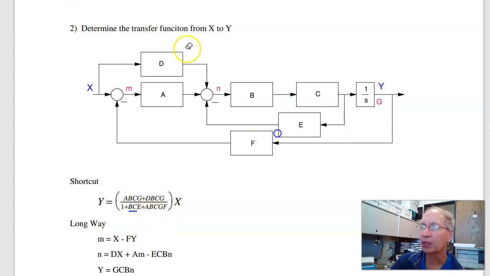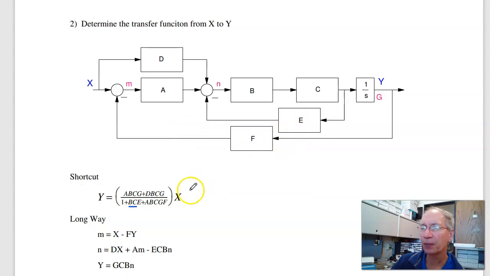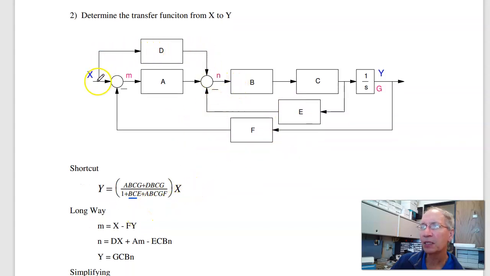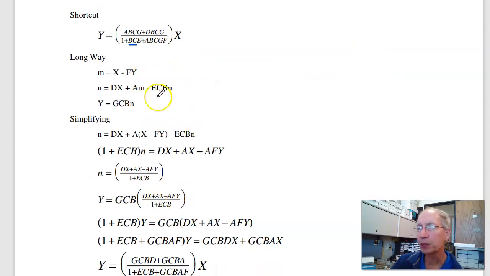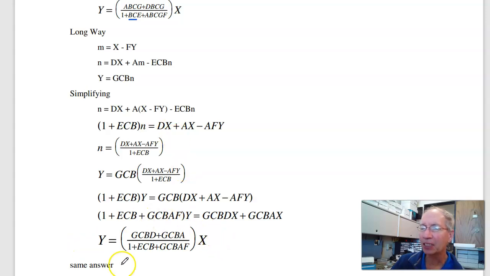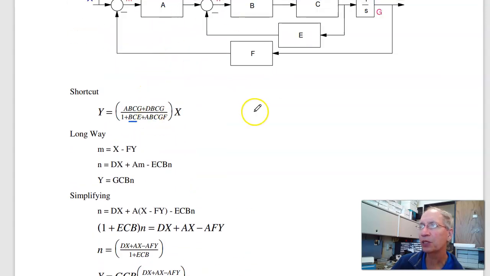To check, I could do the long way and define two dummy variables, m and n. M is just x minus f times y. N is d times x plus a times m minus e times c times b times n. And y is g times c times b times n. Do some algebra, substitution, time passes, and I get the same answer. So the second method always works. The first method usually works. Occasionally there are some loops that are hard to see.